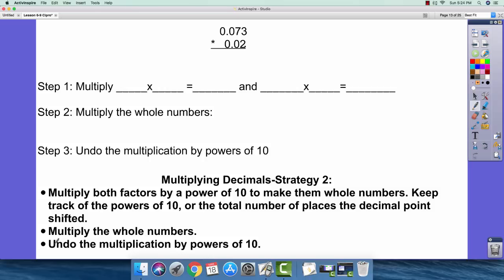All right, now that you have the steps written down, let's actually do this, okay? And with the practice, we're going to go through some practice examples. I think you'll get the hang of it. So our first step is to multiply both factors by a power of 10 to make them whole numbers. So I have 73 thousandths.